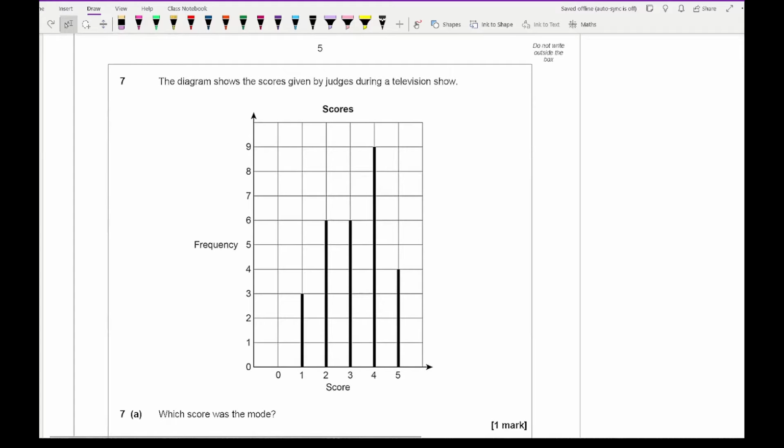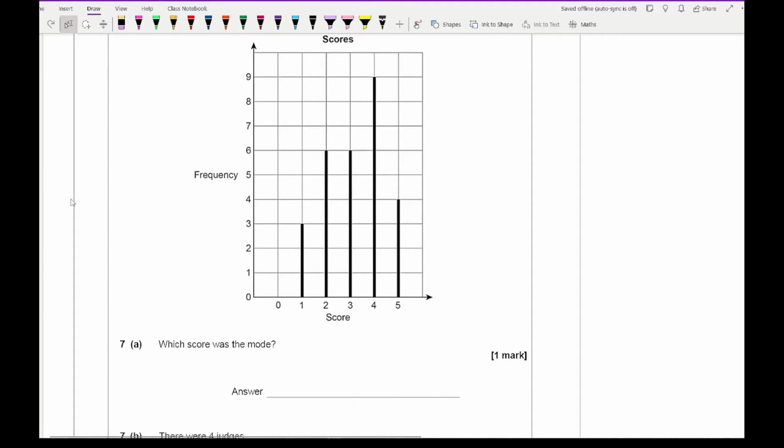Then question 7, it says the diagram shows the scores given by judges during a television show, and question 7a says what score was the most. So we're looking for which score has got the highest bar, and that's going to have an answer of 4.